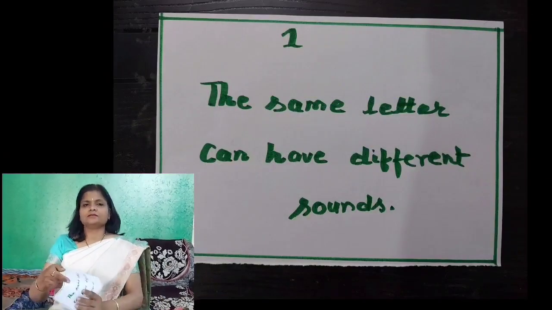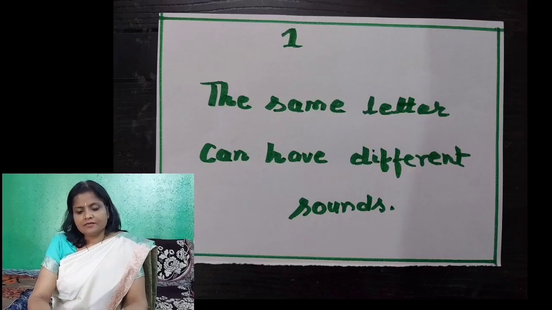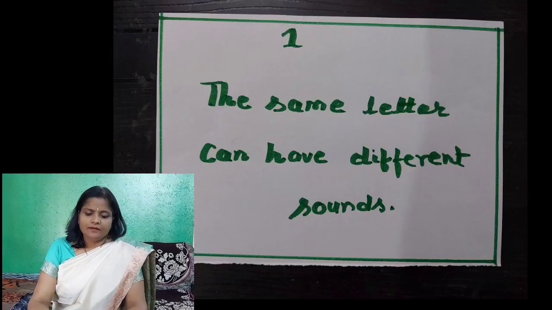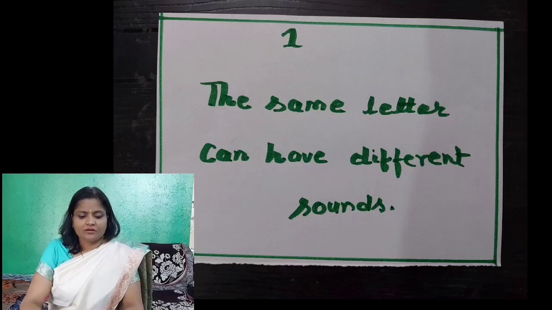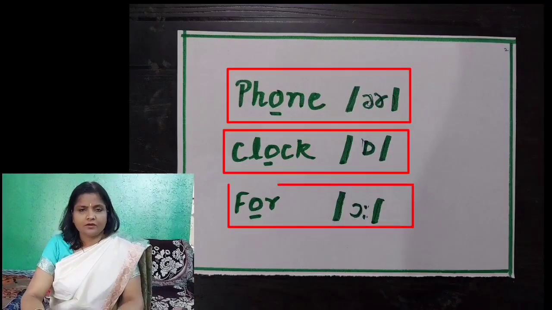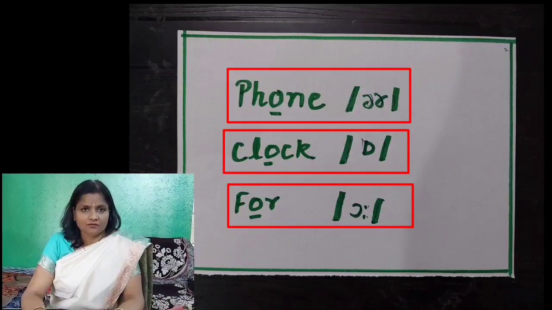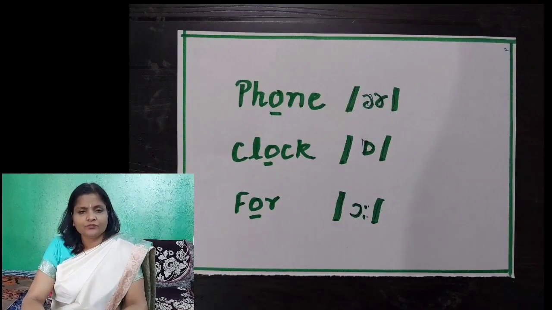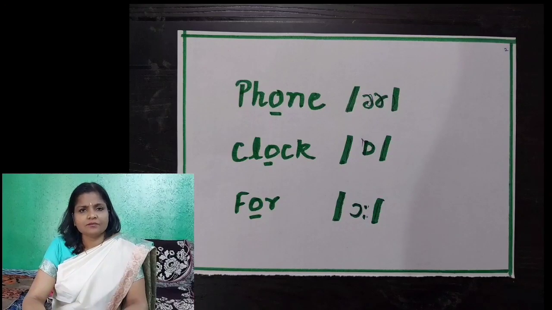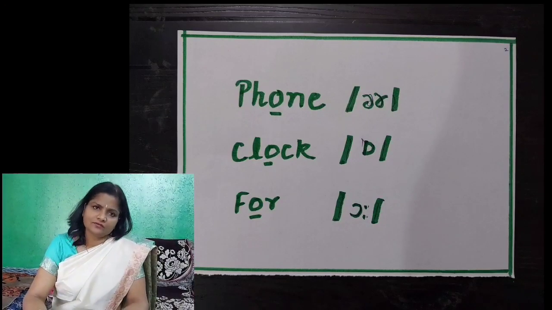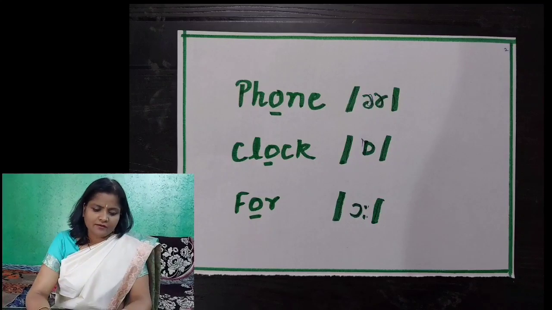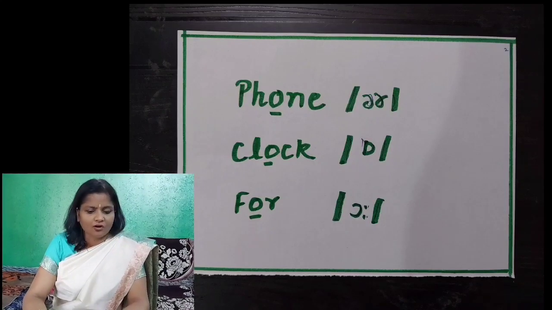The first one is that the same letter can have different sounds. Let us take some examples here: phone, clock, fog. You can tell me some more examples if you know. Any letter which is coming in different words having different sounds. Like here I have got phone, clock, fog.